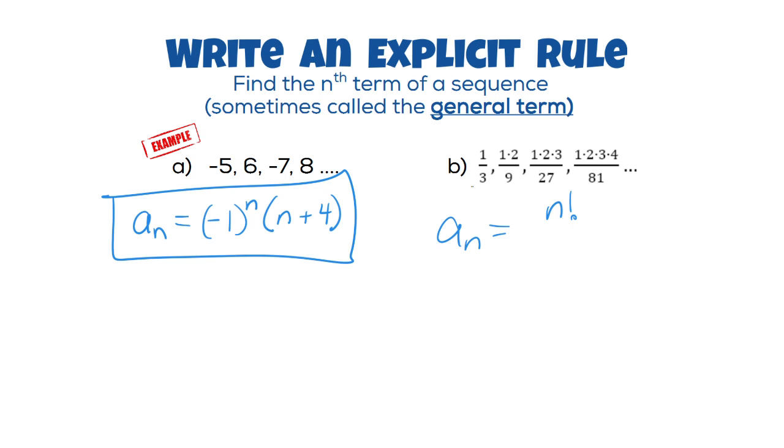Now let's look at your denominator. Do you recognize those numbers? Right, those are powers of 3. So it's going to be 3 to some sort of a power. Well, the first term is going to be 3 to the first. The second term is 3 squared, 3 to the third, 3 to the fourth. So it comes out just like that. And we've got our rule.